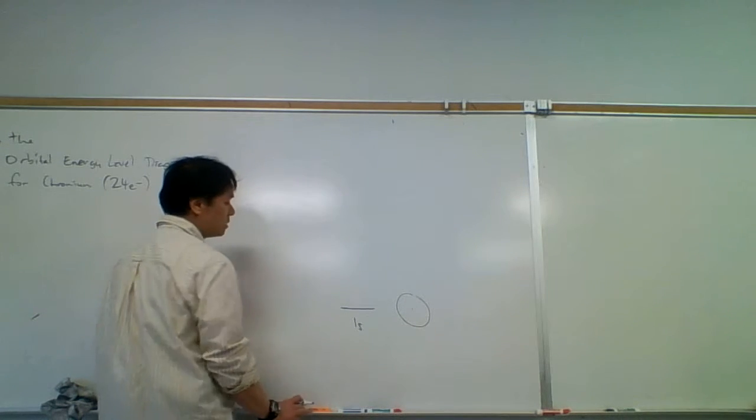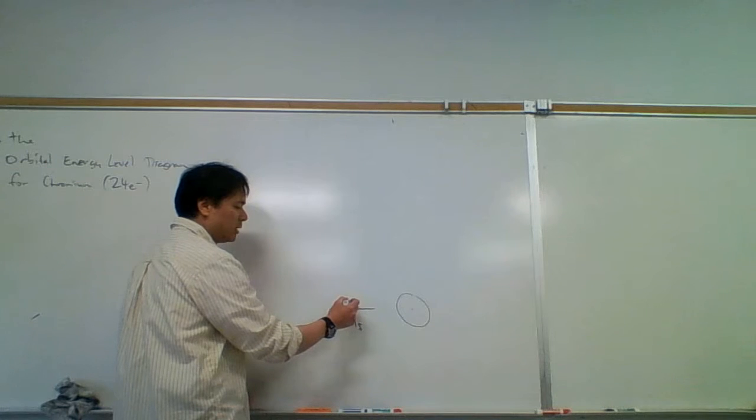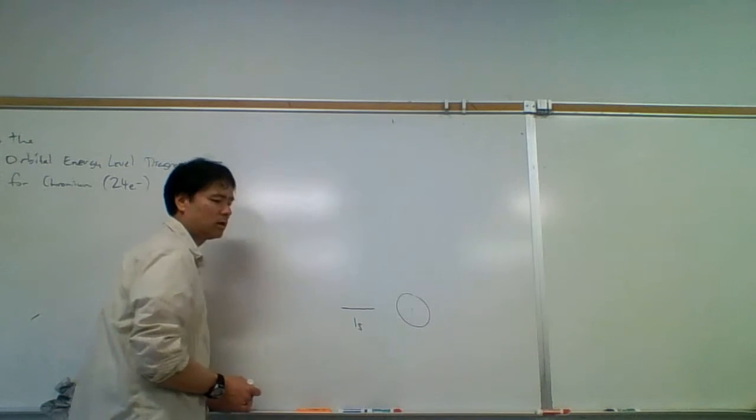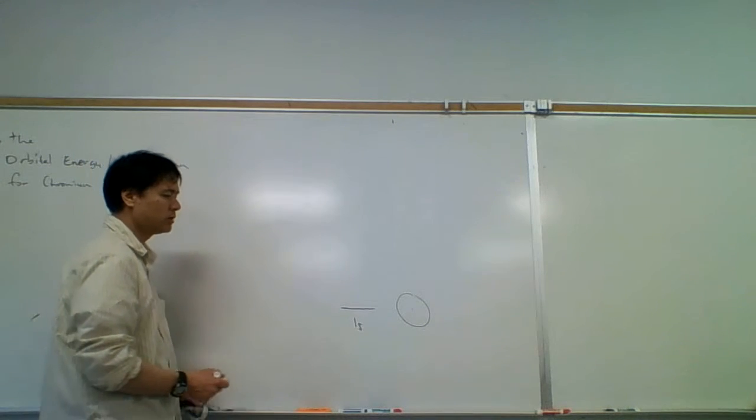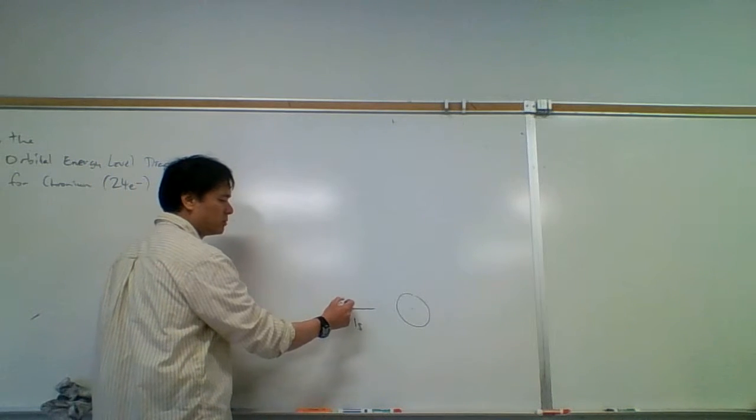There's 24 electrons, so the way we represent electrons is by arrows. We have to pay attention to the Pauli exclusion. We want the ground state. The ground state just means the lowest energy possible. So if we have 24 electrons, we're just going to fill them.